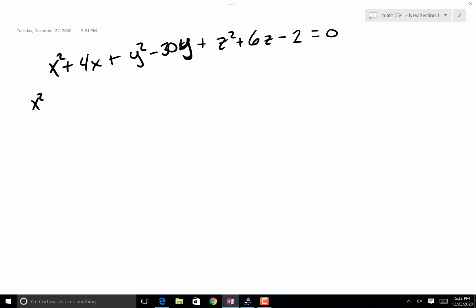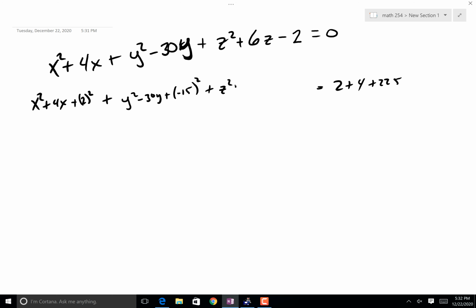Anyway, check it out. So x squared plus 4x. All right, what's half of 4? Well, it's 2. So I'm going to take 2 and square it. Nice. What have I really done? Well, I've added 4. And if I add 4 to this side, I'm going to add 4 to the other side too. Nice. And then I'm going to do y squared minus 30y. What's half of negative 30? It's negative 15. And what is negative 15 squared? Well, it's 225.